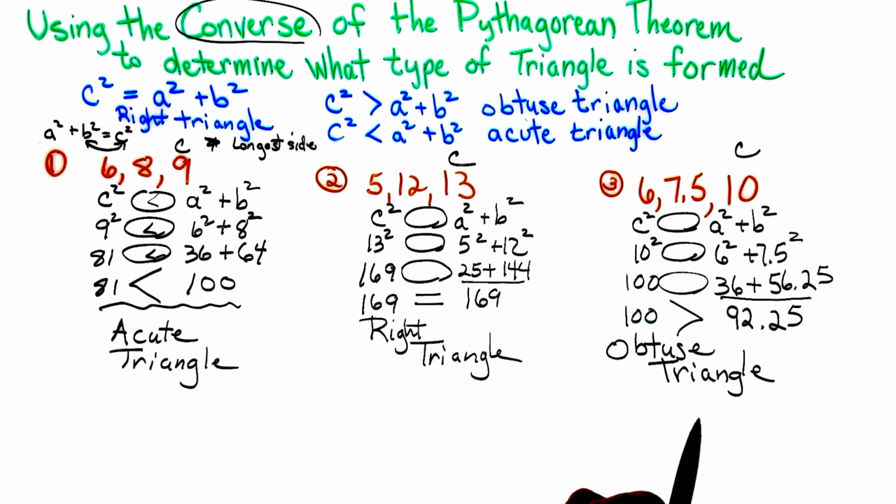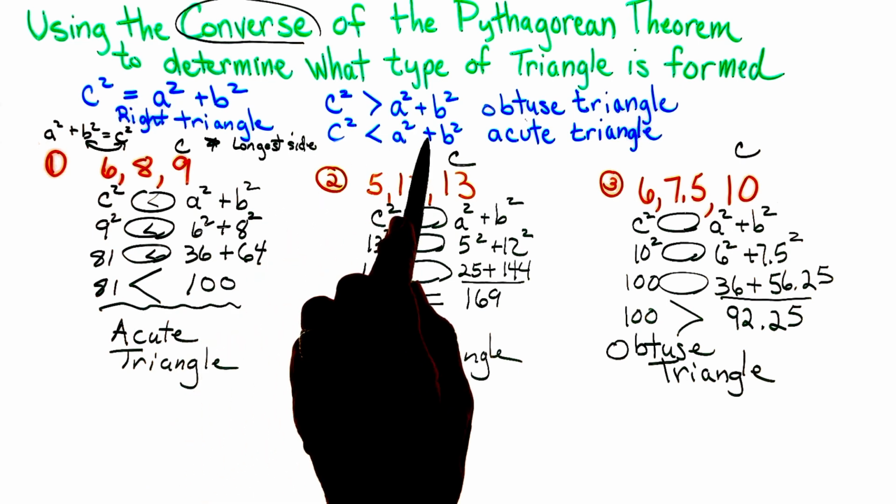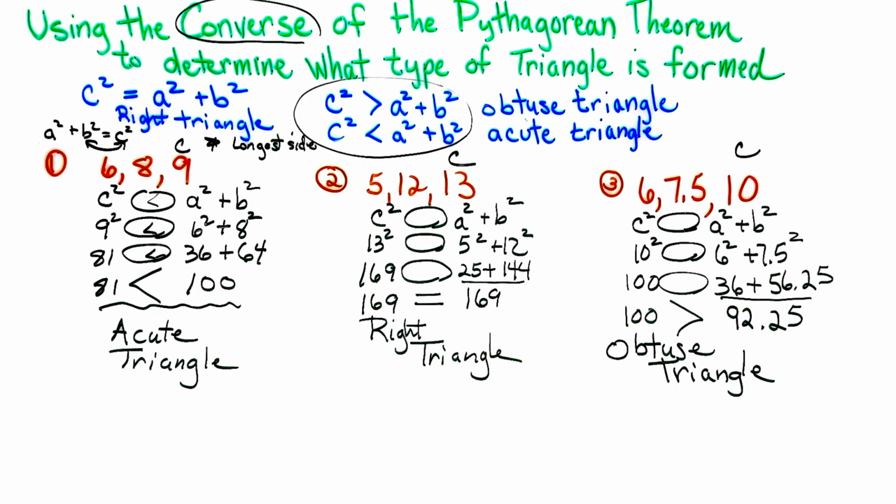All you need to remember is, first of all, you identify the longest side, but you need to know these two little inequalities that will help you decide what kind of triangle is formed.